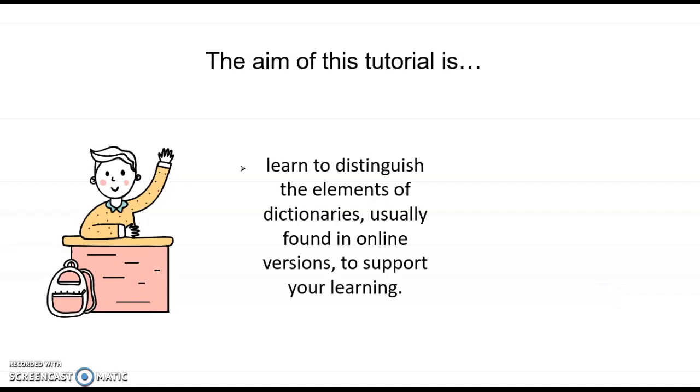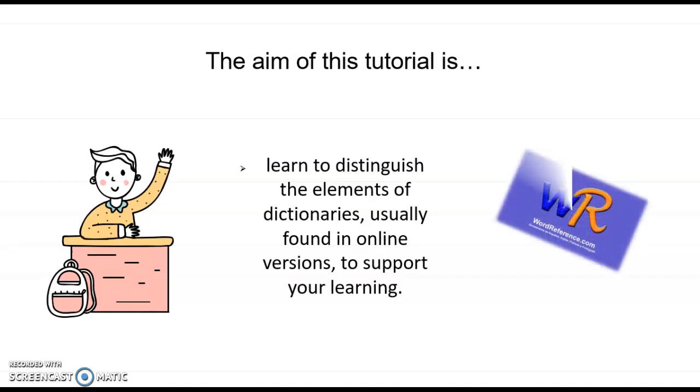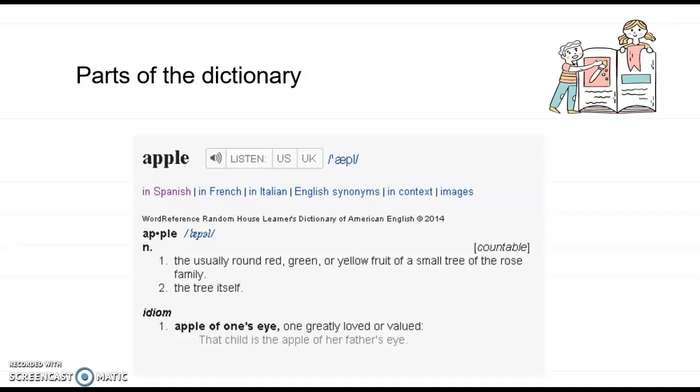The aim of this tutorial is that you learn to distinguish the elements of dictionaries, usually found in online versions, to support your learning. You can also find these characteristics in other versions of dictionaries. But for the purpose of this tutorial, we will be using Word Reference Online Dictionary for our examples. So let's start. Parts of the dictionary.